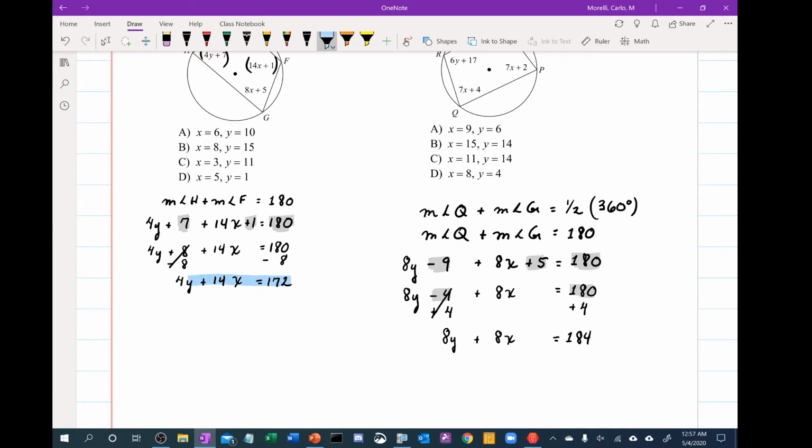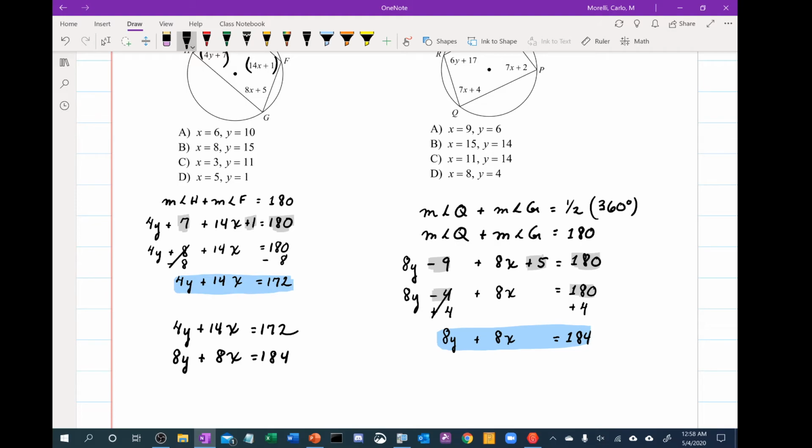One of the equations is 4y plus 14x equals 172. And the other equation is 8y plus 8x equals 184. Okay, so let's bring those together and write a system of two linear equations. So here's our system. We have 4y plus 14x equals 172. And under that, we have 8y plus 8x equals 184.